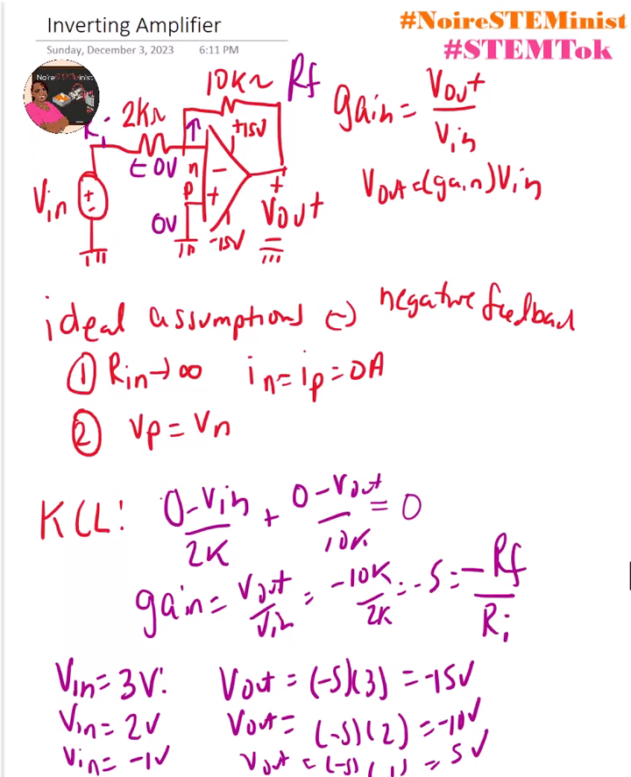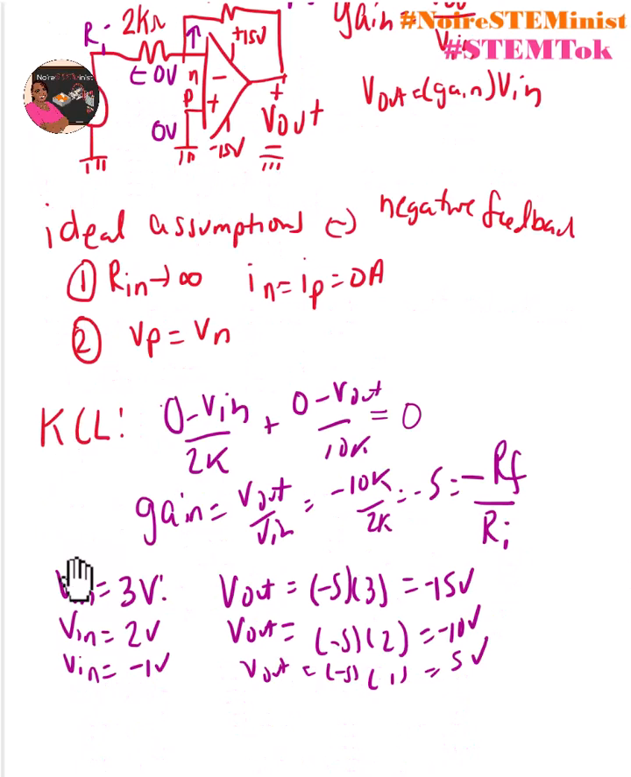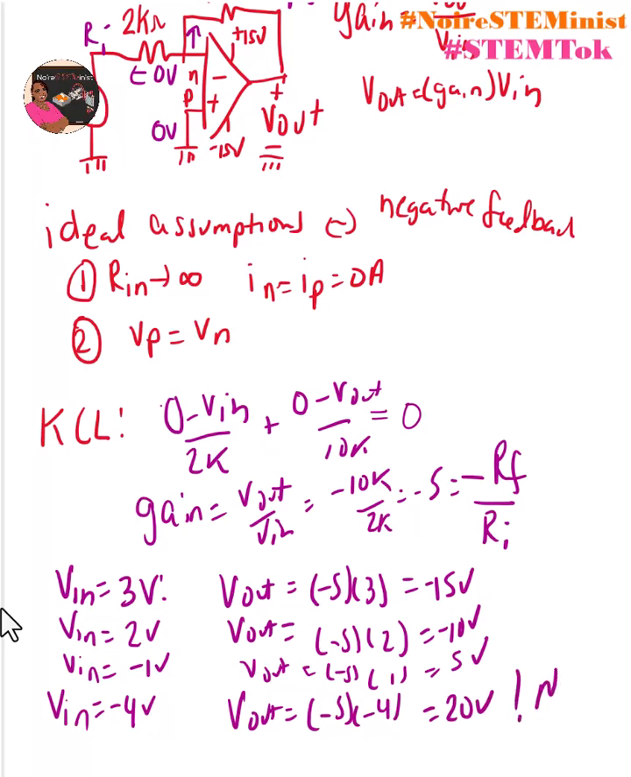So I want to show you one more example before we stop. So finally, if V in is equal to negative 4 volts, you would be most likely to say the output is negative 5 times negative 4, or 20 volts. No, this is not true. Because the op amp is in saturation, it could never output positive or negative 20 volts because the power supplies are at positive or negative 15 volts. So you would say it's in saturation and the output is 15 volts.